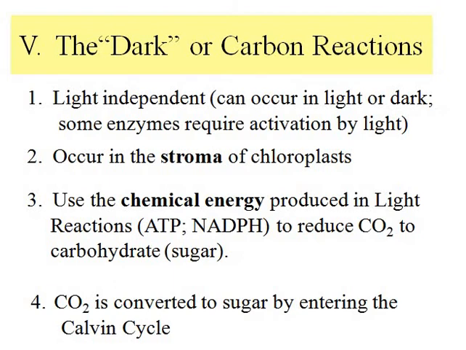Now in this slide we will discuss the dark phase, or light independent phase. Here you can see that the light independent phase can occur in the presence of light or dark, but generally it doesn't occur in the dark. It generally happens in the presence of light. It occurs in the stroma of the chloroplast. It uses the chemical energy produced by the light reaction to reduce carbon dioxide to sugar. The sugar is glucose. Through a cycle, carbon dioxide is converted to sugar, and that cycle is known as the Calvin cycle.